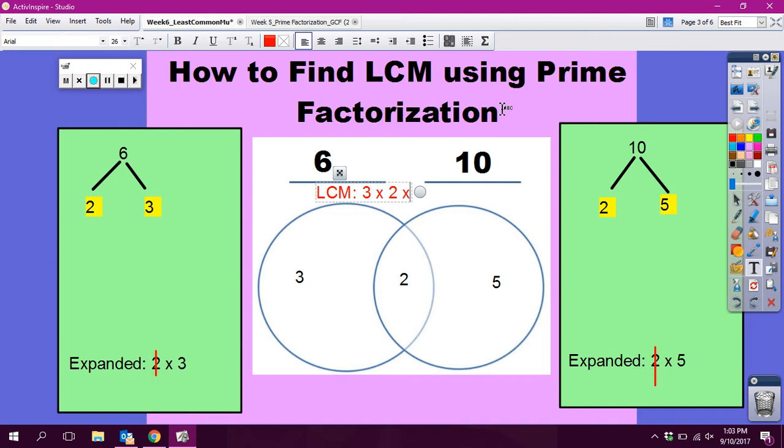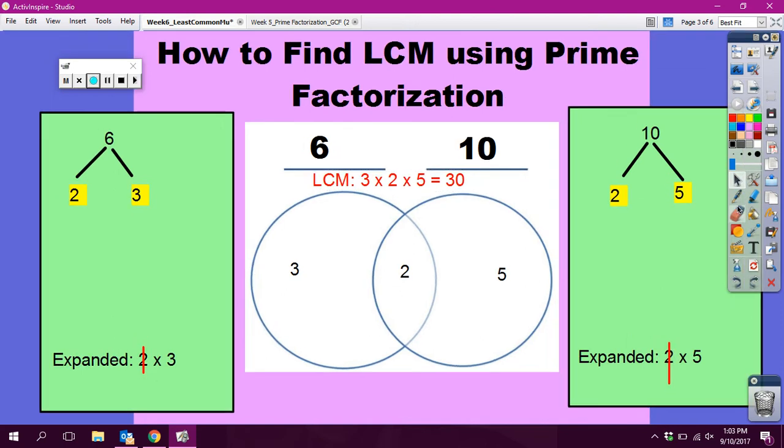3 times 2 times 5. Okay, so 3 times 2 would give me 6. 6 times 5 would give me 30. So my least common multiple is 30.